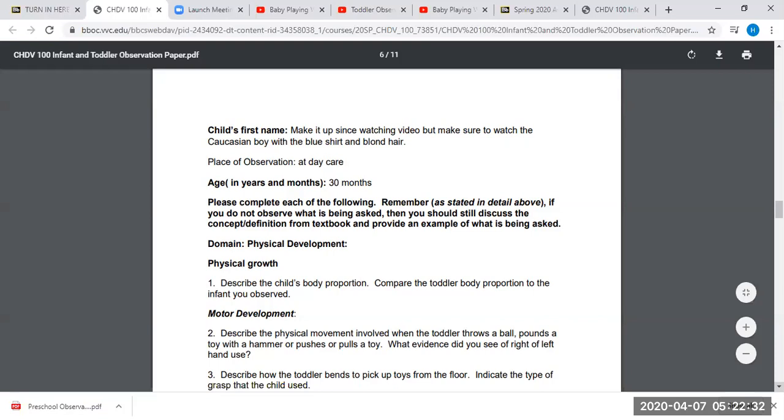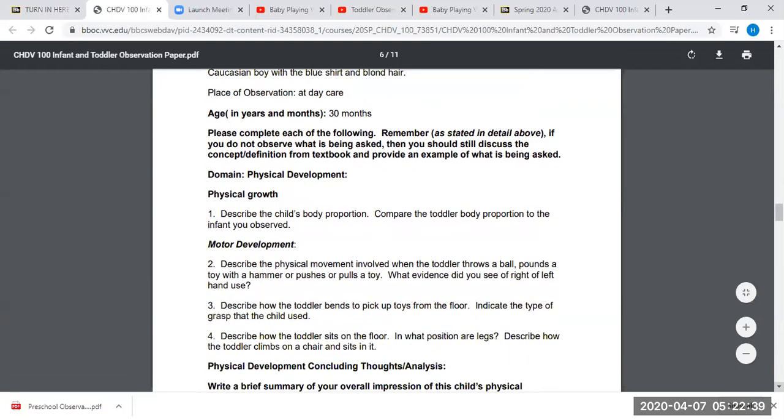I'm approximating he's about 30 months, not really sure because I don't know him. I found it on YouTube again. And it's very similar to the infant assignment. So remember, you're only picking infant or you're picking toddler.